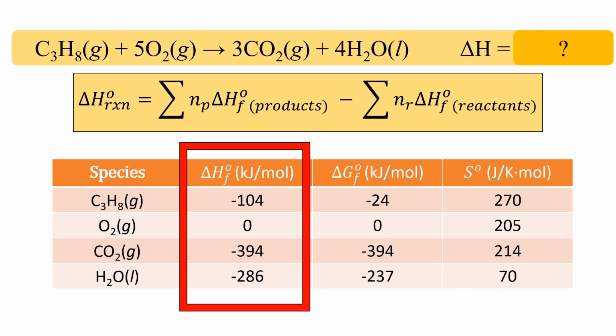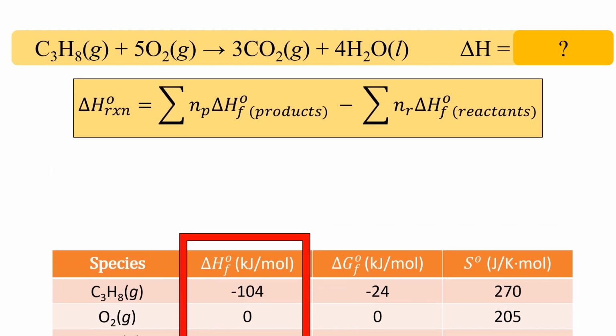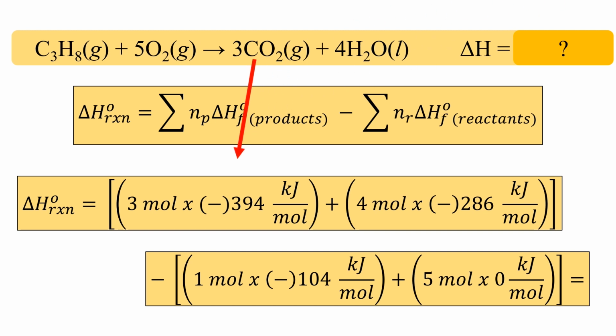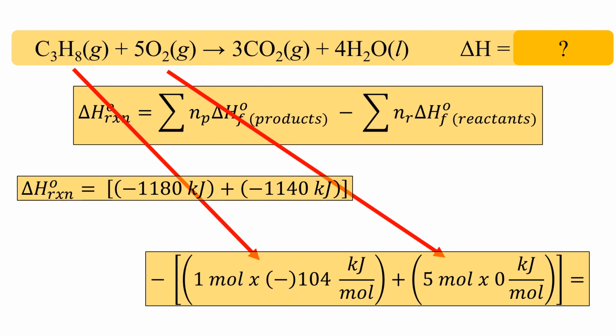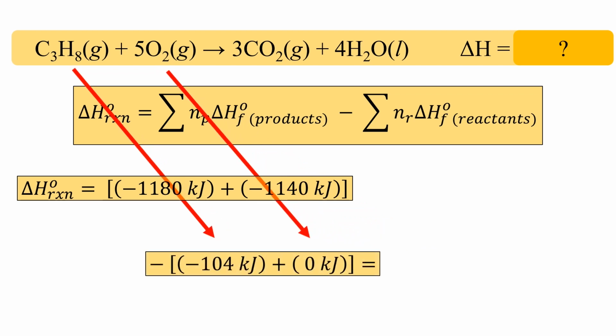Now, let's simply insert these values into the equation. Remember to start with the products. 3 moles of CO2 times negative 394 kilojoules per mole, plus 4 moles of H2O times negative 286 kilojoules per mole, minus 1 mole of C3H8 times negative 104 kilojoules per mole, plus 5 moles O2 times 0 kilojoules per mole. We can ignore the zero term for oxygen.